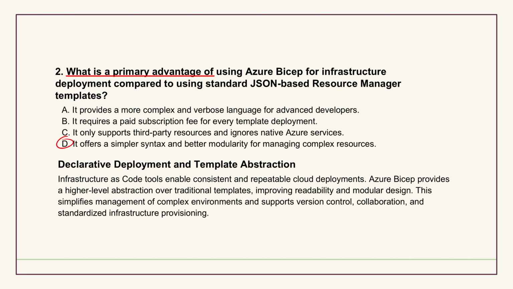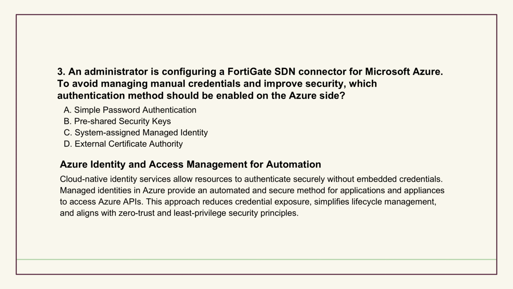And that leads directly into security. Because when you deploy these automated resources, the security appliance, that FortiGate for instance, it needs a secure identity to talk to the cloud platform. Right. So if an admin is setting up a FortiGate SDN connector for Azure, and their goal is to completely avoid the massive security risk of managing manual credentials, what secure method should they be using on the Azure side? So they need a way to communicate securely without storing any static secrets. What's the solution? The secure authentication method they need to enable is system-assigned managed identity.